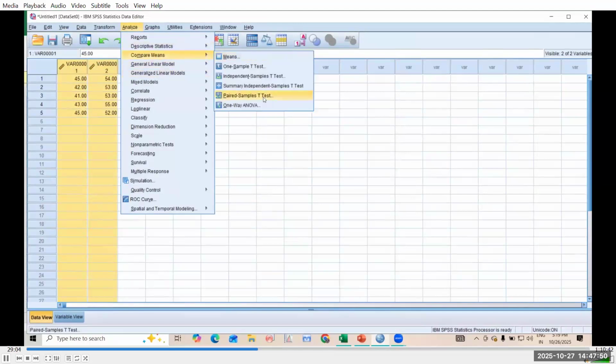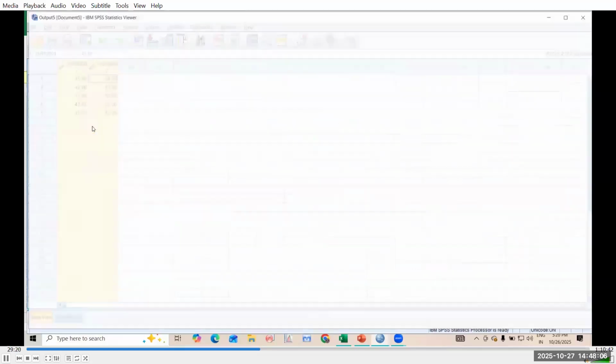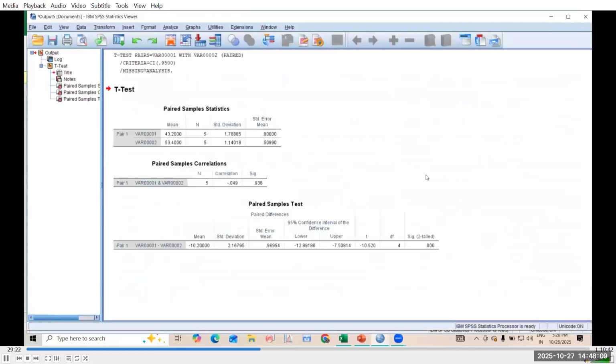Compare means, let's go to the paired sample t-test, and here variable 1 will be placed as column 1, and variable 2 will be set as column 2. Okay. Then here we can see that the paired sample t-test has a significance level of less than 0.05. It means that there has been a significant difference between the moisture content when adding the millets.